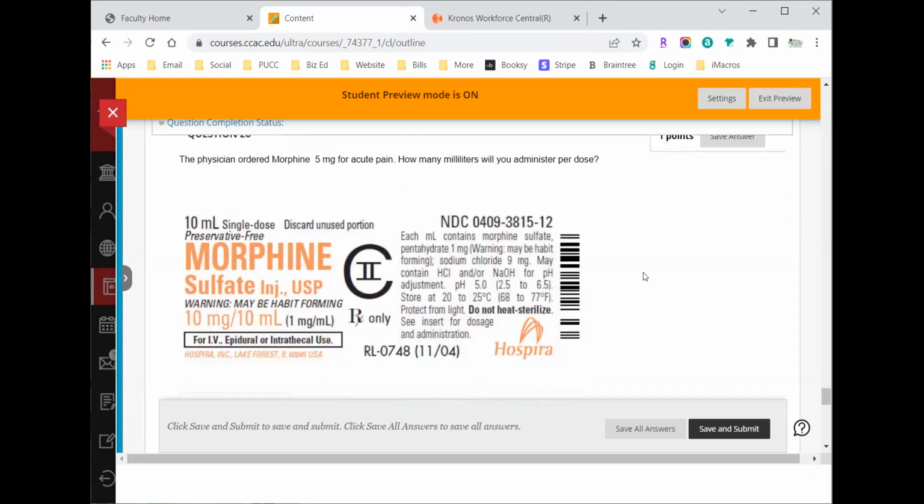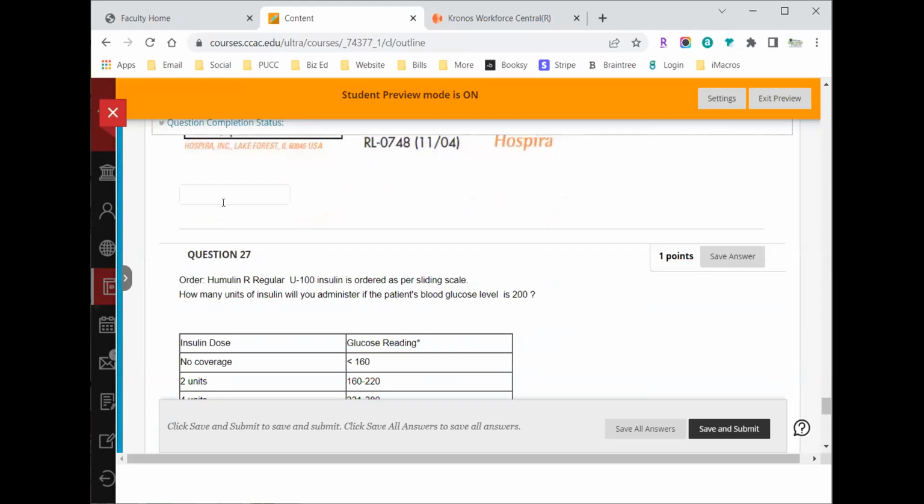Here's another morphine question. It says 5 milligrams for acute pain. It says 10 milligrams per 10 ml. And then in parentheses, 1 milligram per 1 ml. So that's what you would do. You just reduce, and a lot of times they'll do that for you. So 5 ml.